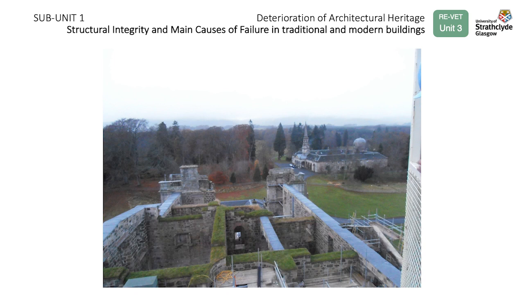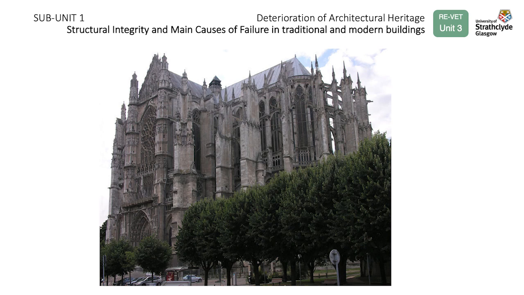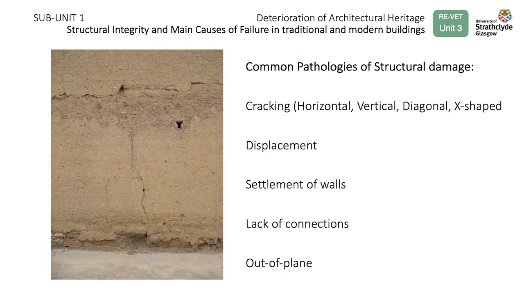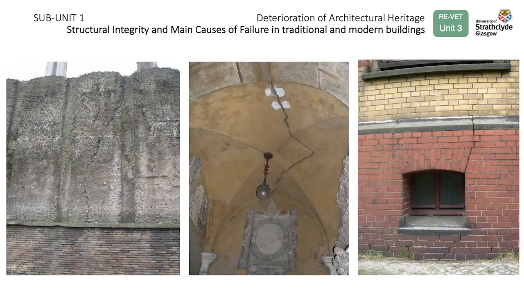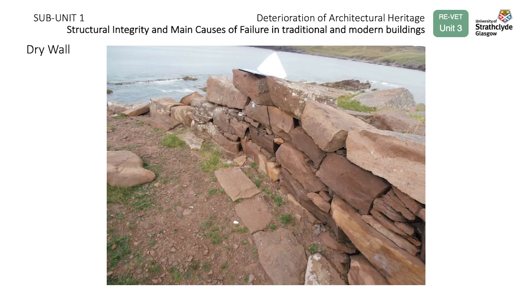Symptoms of structural failure are the building being out of plane, cracks, and the patterns of these cracks. The normal failure is by loss of compressive strength. Common pathologies of structural damage are cracking, which can be horizontal, vertical, diagonal, X-shape, displacement, settlement of walls, lack of connections, and out of plane.